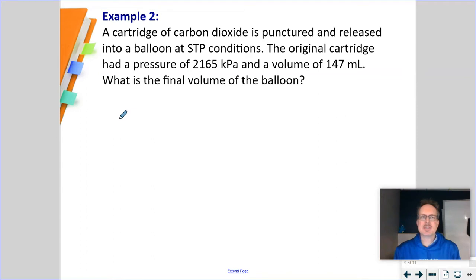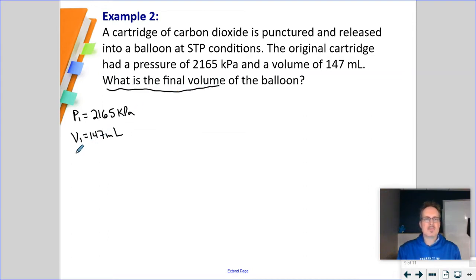Okay, example 2 says, a cartridge of carbon dioxide is punctured and released into a balloon at STP conditions. The original cartridge has a pressure of, so this is going to be our P1, 2,165 kilopascals, and a volume of, so V1 of 147 milliliters. We want to know what is the final volume of the balloon. So we want to know V2.